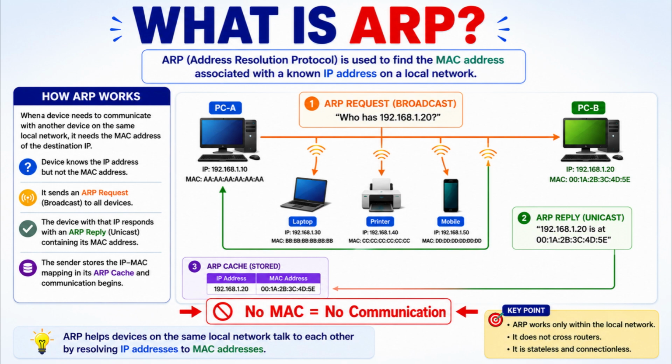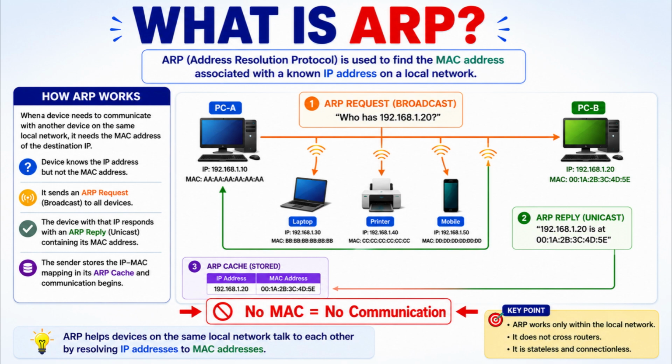It acts as a translator that maps a logical address to a physical address so that data can actually travel across a local network. In simple words, ARP helps a device find the MAC address associated with a known IP address. Why is ARP needed?